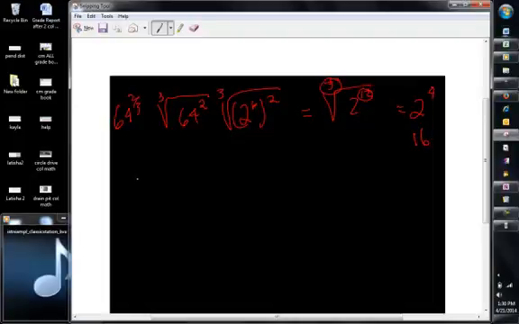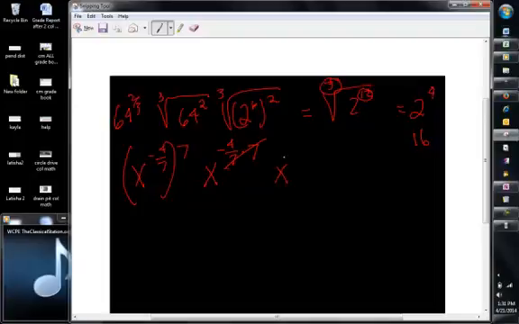Number 39. X to the negative 4/7 to the 7th. Well, one way to do this is to remember that when you raise a number to a power, you multiply exponents. So this is negative 4/7 times 7, because you multiply exponents. These cancel, and so you have x to the negative 4th, which is 1 over x to the 4th. Remember, this negative sign means you go in the denominator.